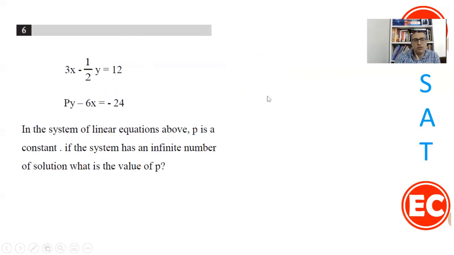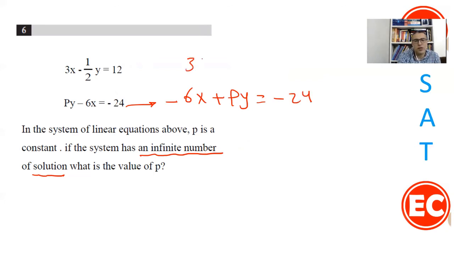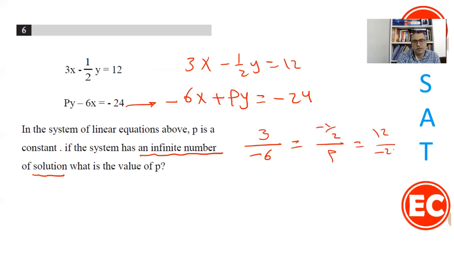Another example to verify that using the ratio is very important, and another example where two equations have infinitely many solutions. You need to arrange the equations first. Negative 6x plus py is equal to negative 24, and 3x minus half y is equal to 12. Infinitely many solutions means that 3 divided by negative 6 is equal to negative half divided by p, which is equal to 12 divided by negative 24. I wanted to find the value of p, so I will use cross multiplication.